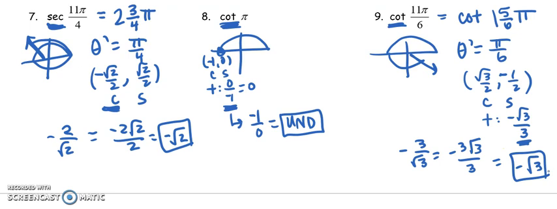That's it. So all we're doing is taking what we know from the unit circle and doing the reciprocals of it. There's really nothing else to it.